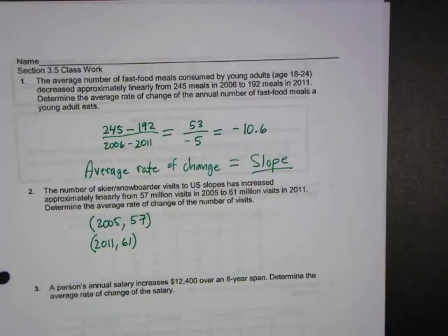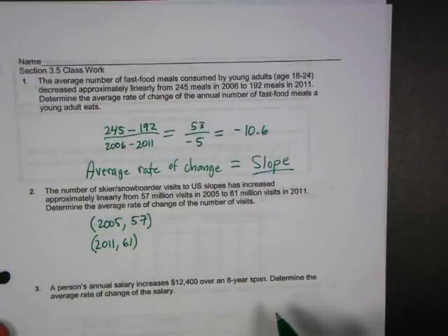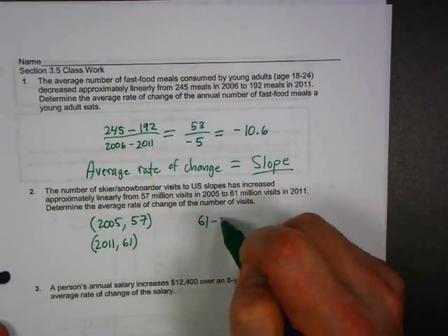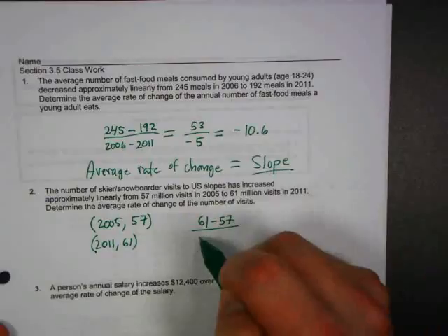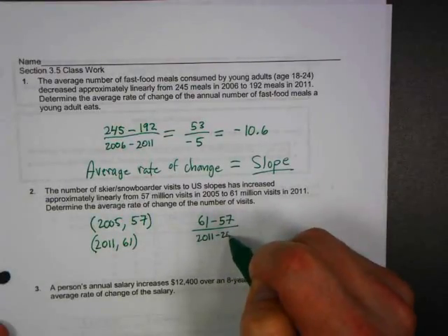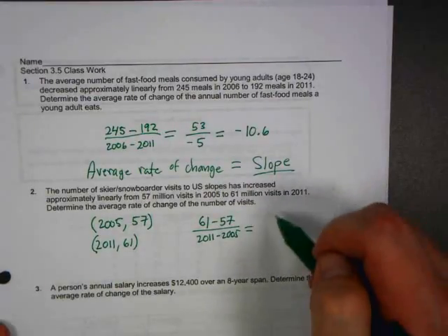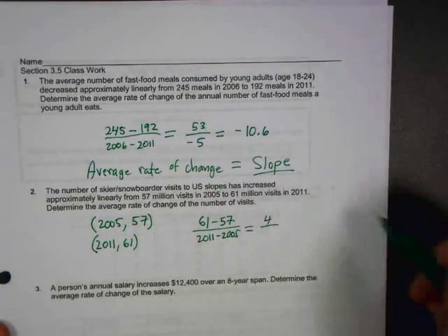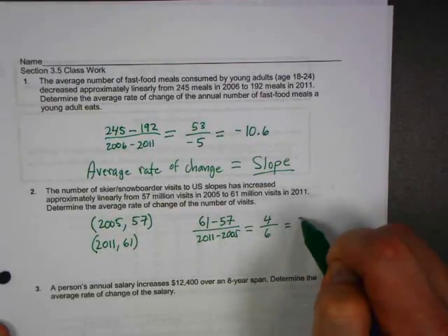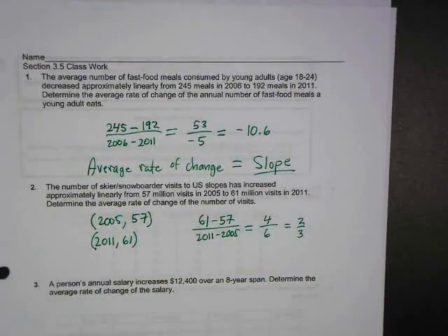What's the answer? 2 over 3. Because you took 61 minus 57 divided by 2011 minus 2005. 61 minus 57 is? 4. 4 over 6, which you could reduce to be 2/3. If you did put in a decimal answer for that, would that be correct or not? It would be correct, but I greatly prefer the fraction. When we're dealing with slope, fraction's a much better thing. Okay?